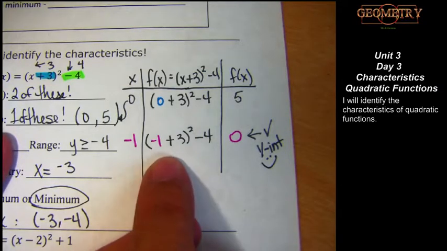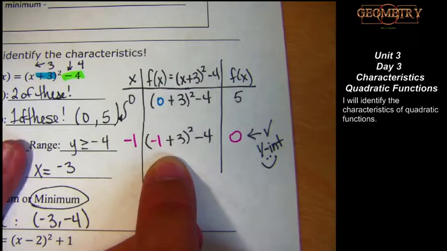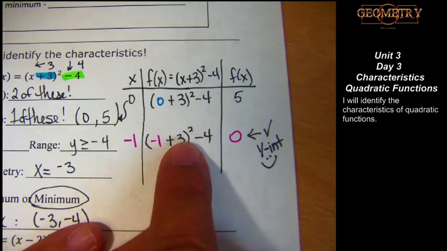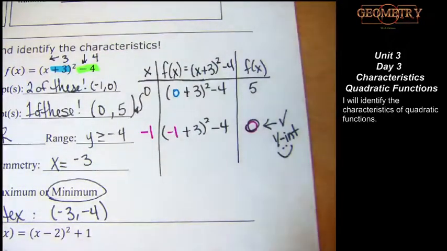Okay, let's check it. -1 plus 3 is, try again. 2. 2 squared is? 4. 4 minus 4 is? 0. One of our x-intercepts is at -1, 0.